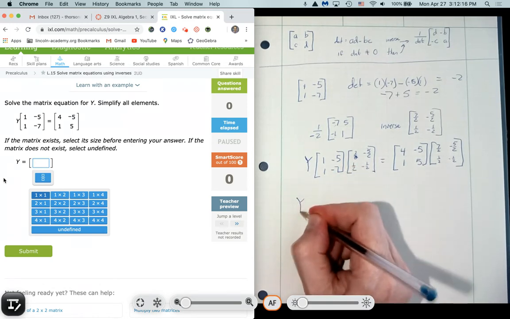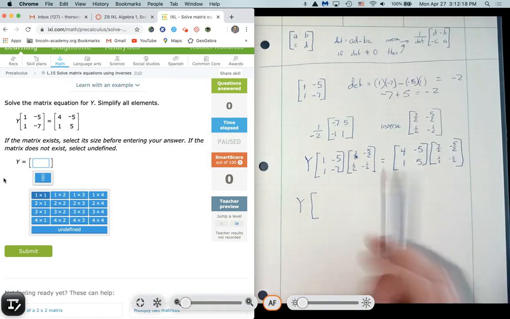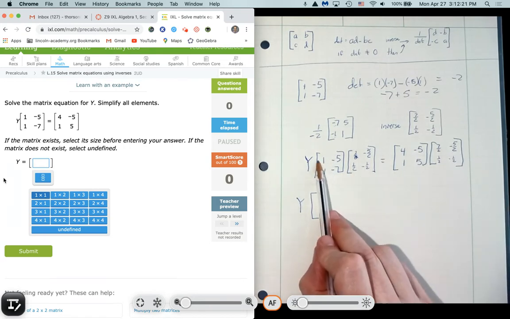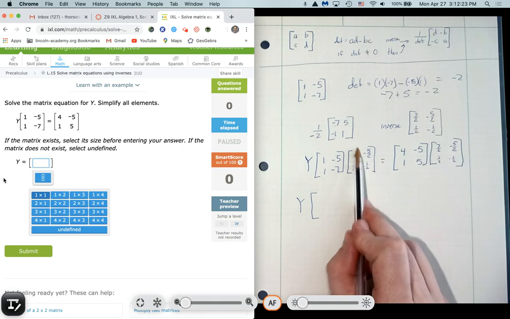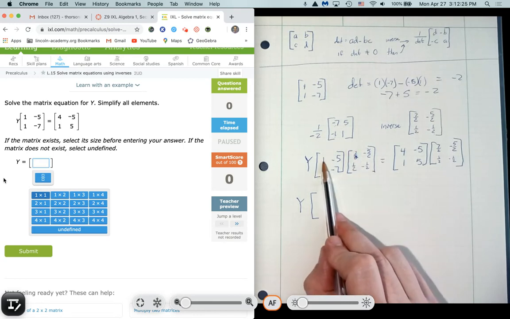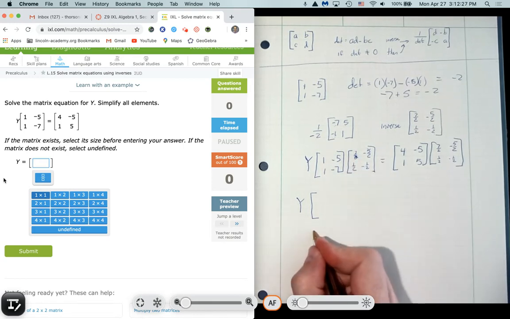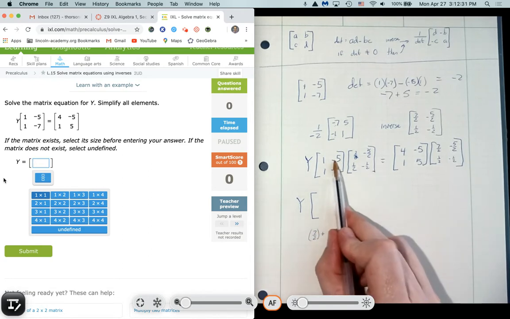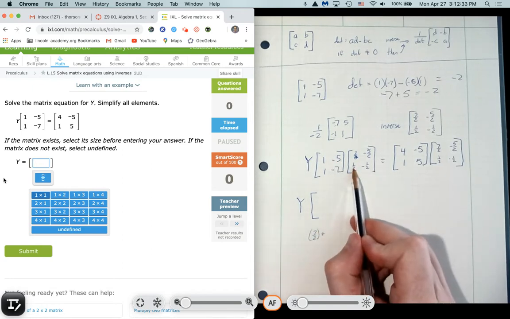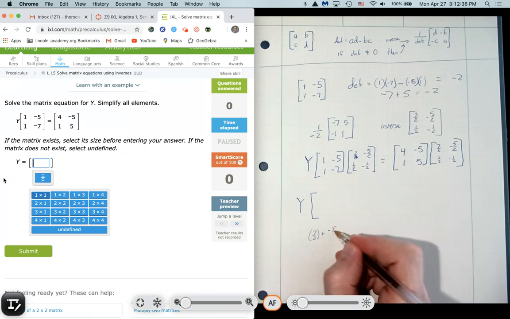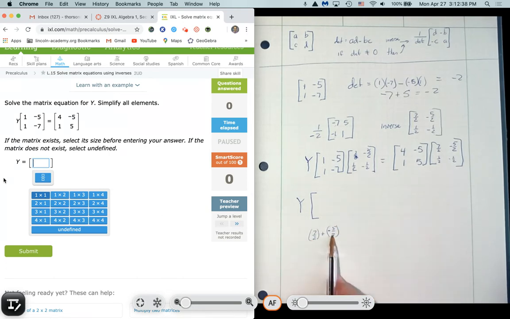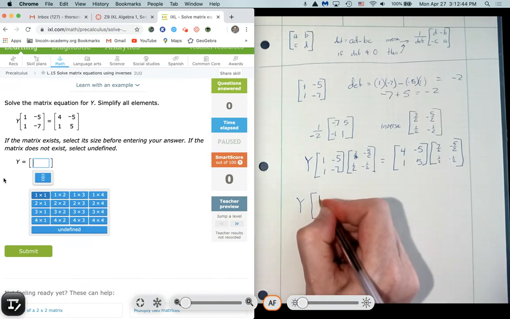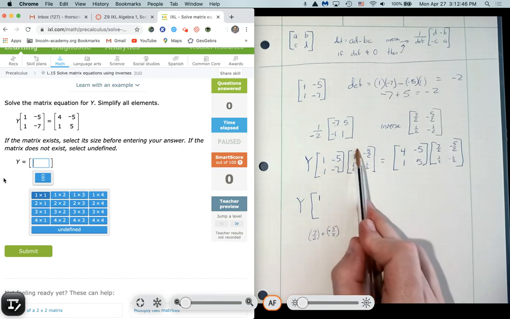So Y times, here we go. Remember, it's going to be a row times a column. So 1 times 7/2 is 7/2, plus -5 times 1/2 is going to be a -5/2. And if I add those two together, 7/2 minus 5/2 is 2/2. That becomes 1. That was the first row times the first column.